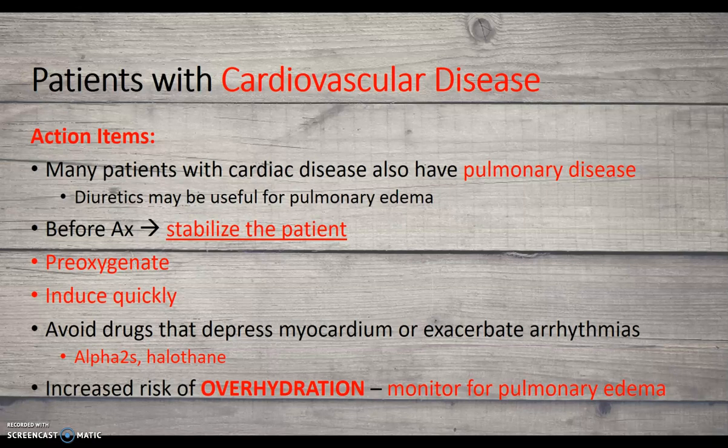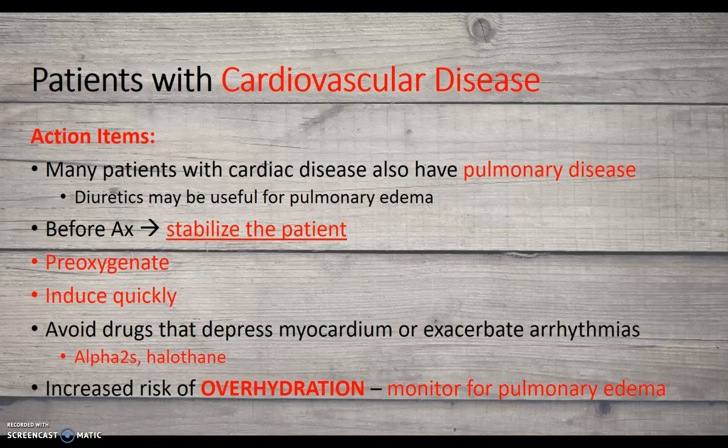Pulmonary disease often goes hand in hand with cardiovascular disease. It may be useful to give diuretics such as Lasix to reduce pulmonary edema, so fluid that's actually in the lung tissue. Make sure you stabilize the patient first. Pre-oxygenate, induce as quickly as possible, so that way they're on oxygen, possibly even on a ventilator.